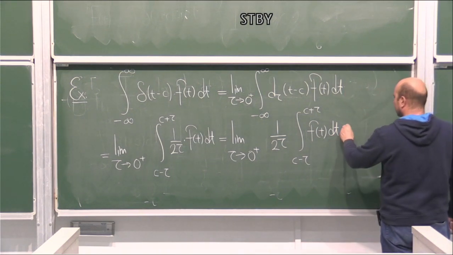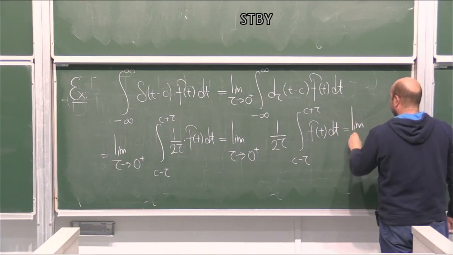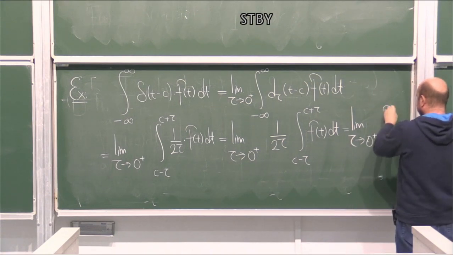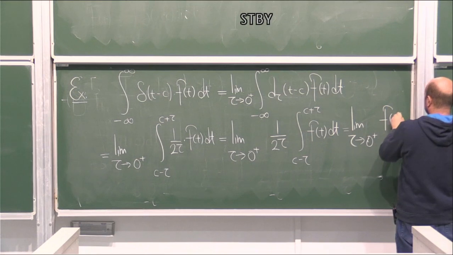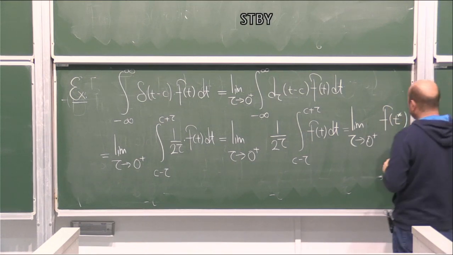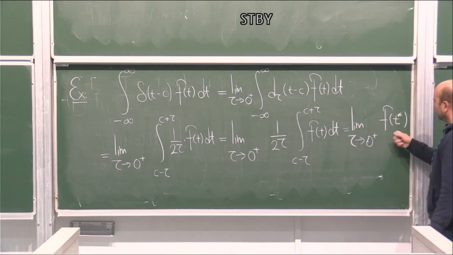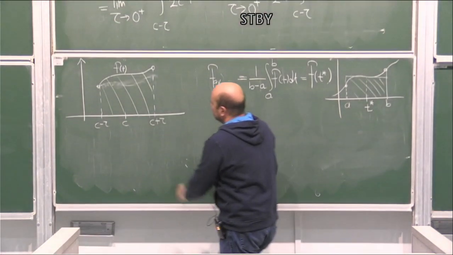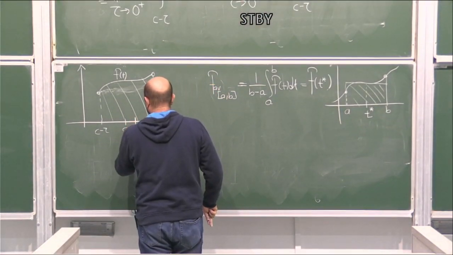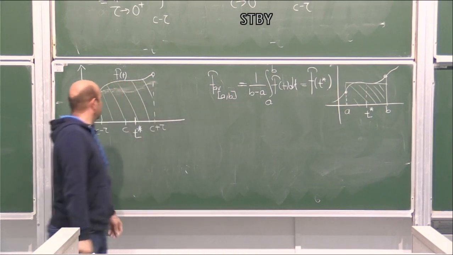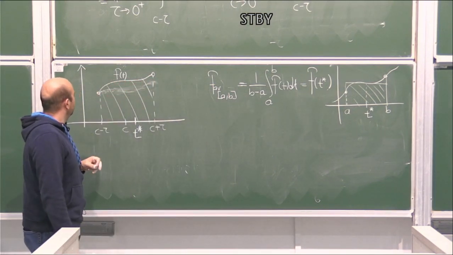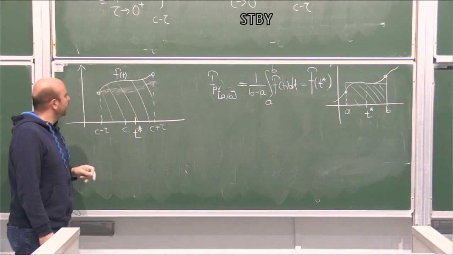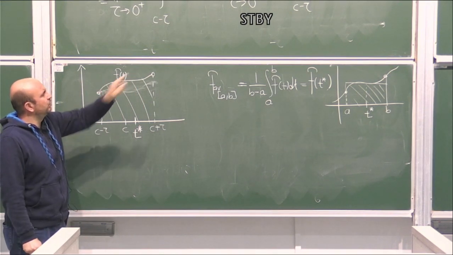And so this is going to be the following. Limit as tau goes to 0. And this integral is equal to f of t star. What is t star? T star is such a point here, which takes the average, so whose value is the average value of your function on this interval. So that's what it says. So that integral is exactly equal to f of t star.